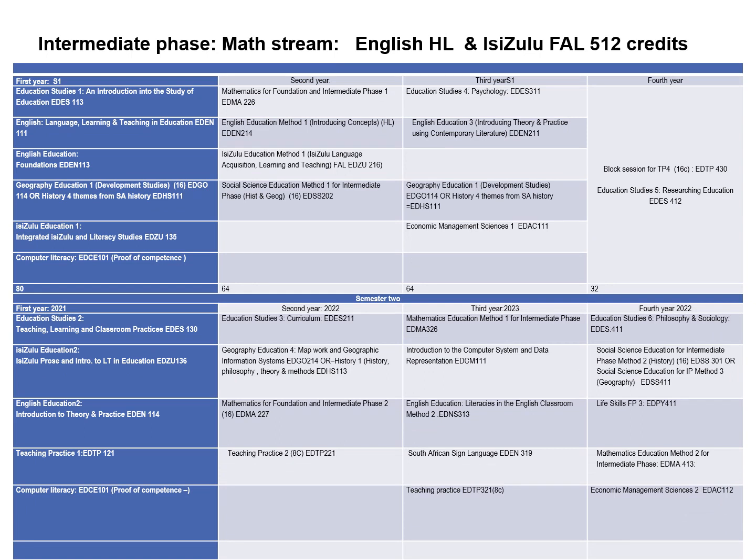This slide shows you the mathematics stream with English as a home language and isiZulu as FAL. It reflects the modules for semester 1 and 2 across year 1 to 4 that a student needs to complete in order to comply with the program requirements.